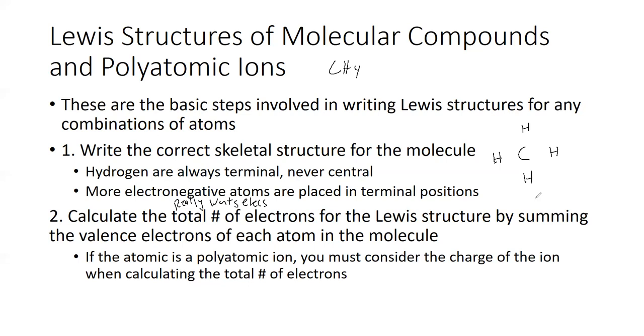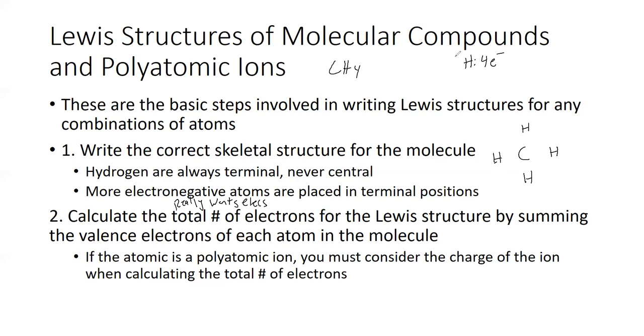Two, calculate the total number of electrons by summing the valence electrons in each atom. All right, and if you're an ion, make sure you are aware of the charge. So going back to our model, CH4, and going back to the skills we learned like two weeks ago, how to count valence electrons. Hydrogen has one valence electron. And since we have four hydrogens, we have four valence electrons coming from all of our hydrogens.